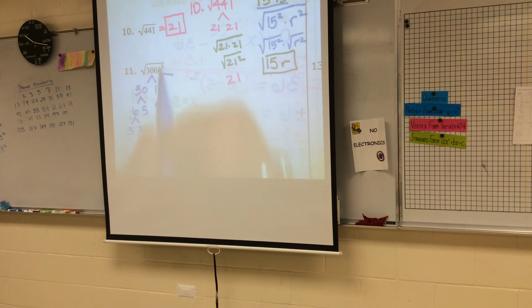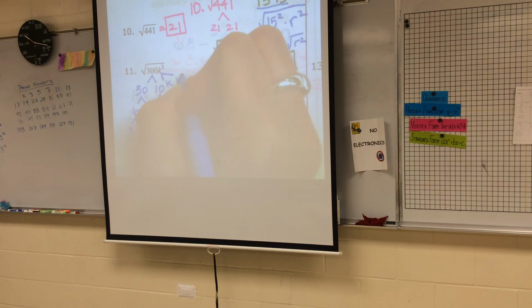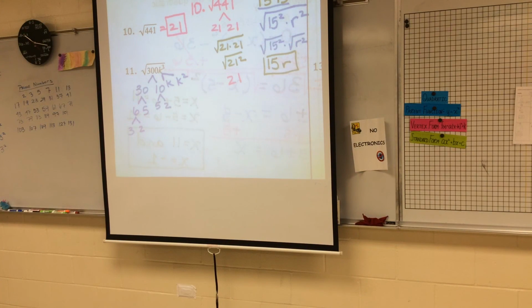And if I'm doing a square root, I want pairs. I want squares, right? Is there a k squared in k cubed? K times k squared gives me k cubed, so I do have a square in there. So I can rewrite this as, see, I have 2 2's, so 2 times 2 times 3 times 5 times 5 times k squared.